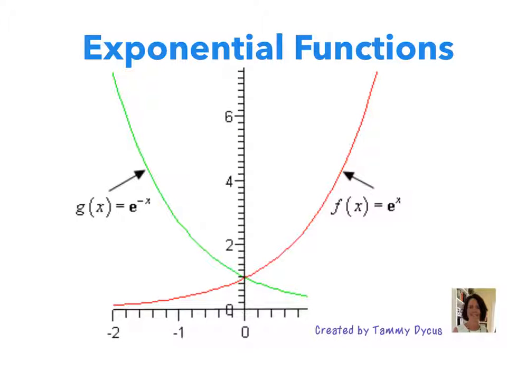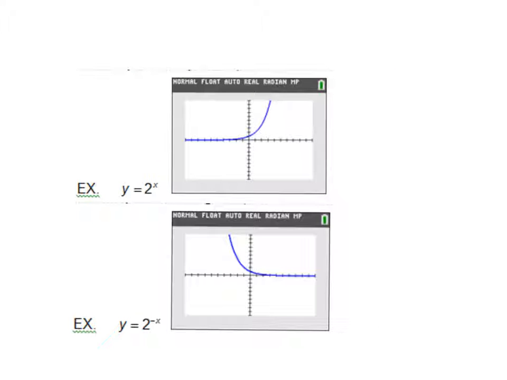Exponential functions. Exponential functions are characterized by variable exponents. They model situations that exhibit exponential growth, like a rabbit population doubling every 6 weeks, or exponential decay, like the half-life of chemical compounds. The basic form of these functions is f of x equals b to the power of x. So you see that the exponent is a variable.